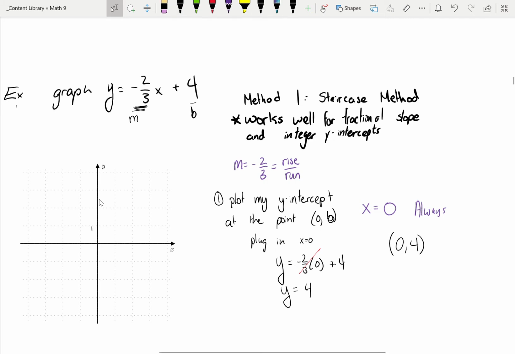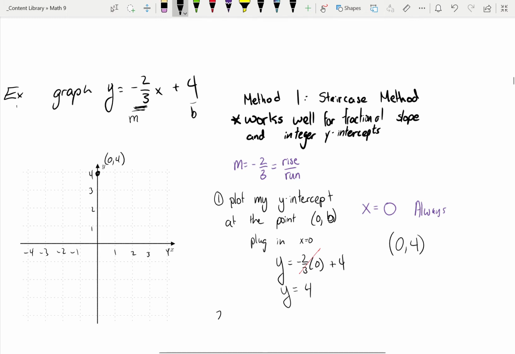So I'm going to number these 1, 2, 3, 4, 1, 2, 3, 4, -1, -2, -3, and then -4. So I'm looking for the point 0, 4, which is right up here. So I have my 1 point.